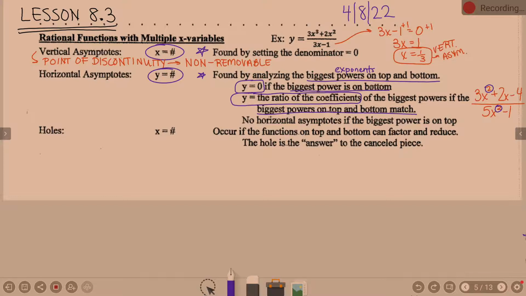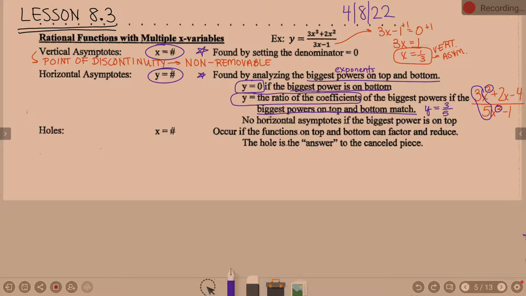What are the coefficients of those terms? So coefficients being the numbers out front. So what are the coefficients of those two terms? 3 and 5. The coefficients are 3 and 5. That's a valid answer. And so in this example, my asymptote would be y equals 3/5. So that's an example when the highest exponents match. You take the numbers from the front of those terms and make them into the asymptote.